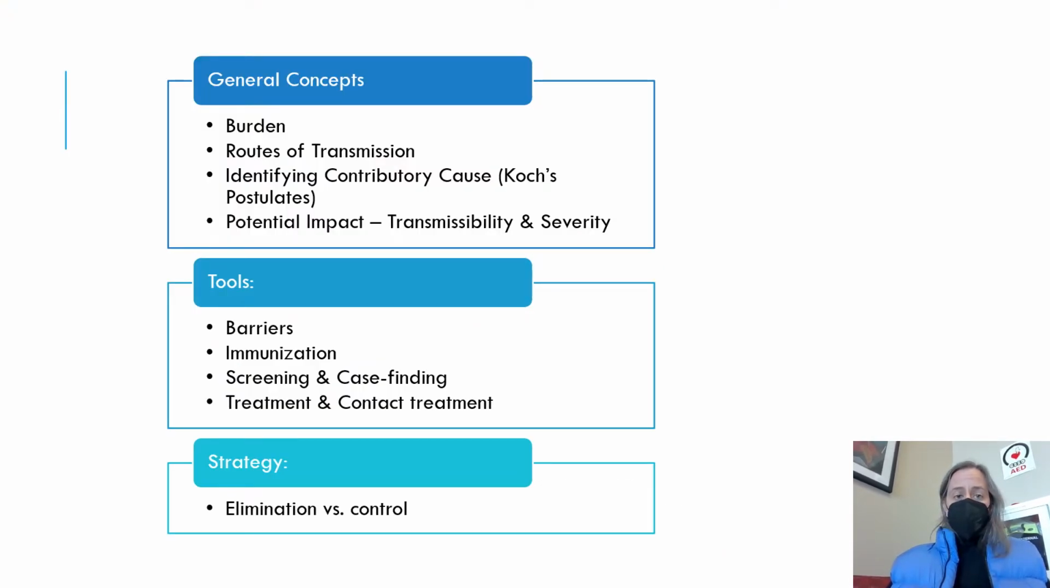So in part 1, we talked about the general concepts, burden, routes of transmission, contributory causes, and then we talked a lot about potential impact, looking at the transmissibility of an infection, usually measured by the R0, and the severity, right? So mortality rate, hospitalization rates, disability, all those things. Today, we're going to talk about the tools that we have and what type of strategies we can pursue.